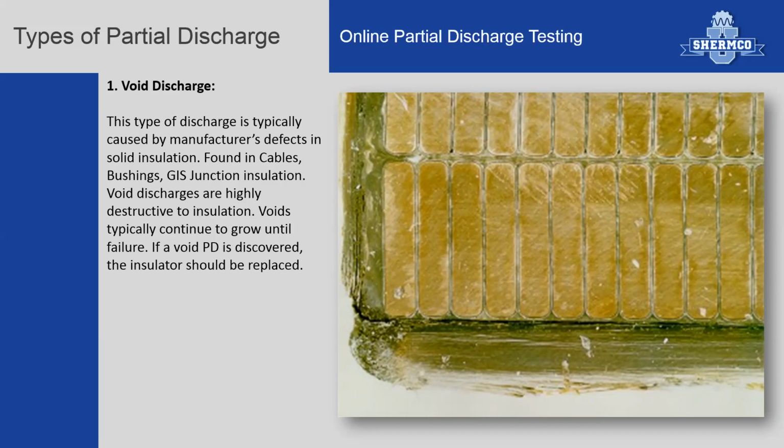Now, void discharges are highly destructive to insulation. Voids typically continue to grow until a point of failure. If a void partial discharge is discovered, the insulation should be investigated, monitored, and/or replaced. Now, again, replaced, let's take that with a grain of salt because understanding the type of insulating system and how quickly it can potentially go to failure is going to be very useful.